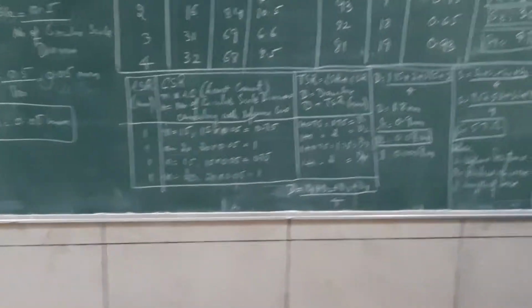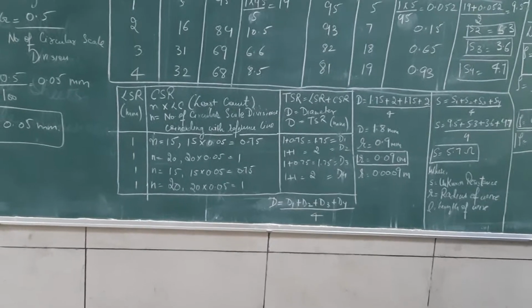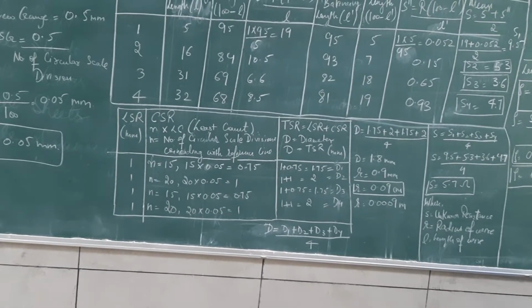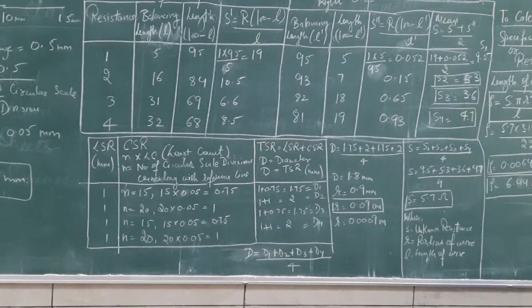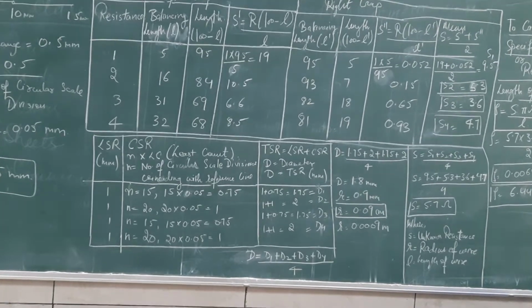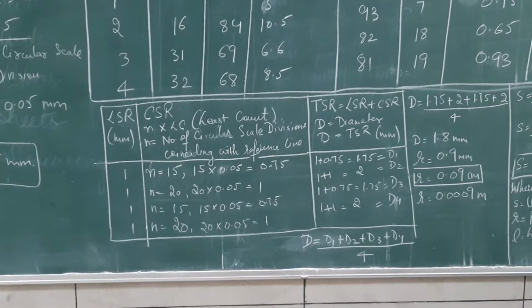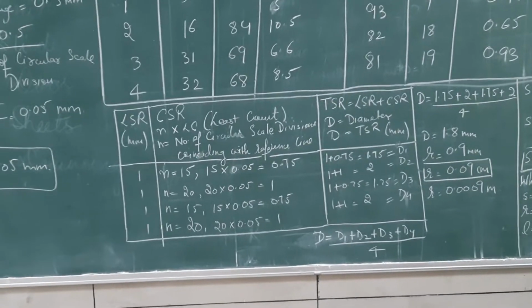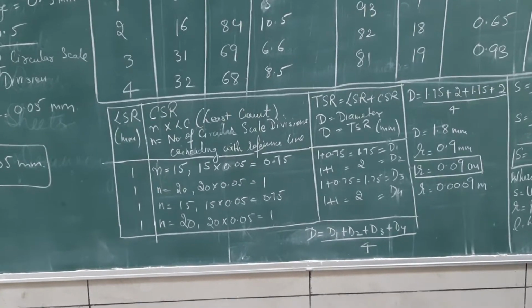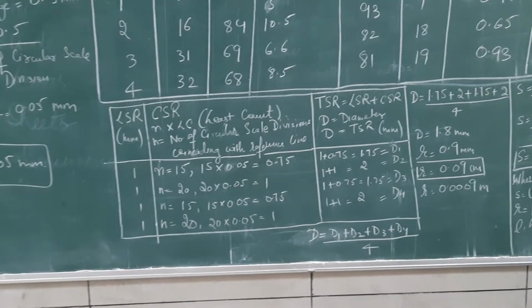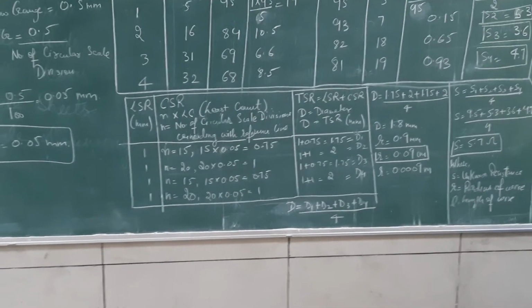Now students, coming to the second table, this is the table in which I have calculated the radius of the constant wire which I have used in my meter bridge experiment. Okay, so the screw gauge table is like this: LSR, CSR, TSR. What is LSR? Linear scale reading. CSR, circular scale reading. What is TSR? Total scale reading. Now students, let us understand what is meant by LSR.